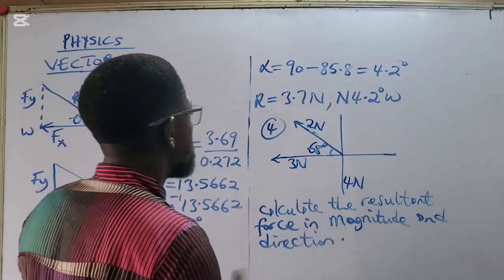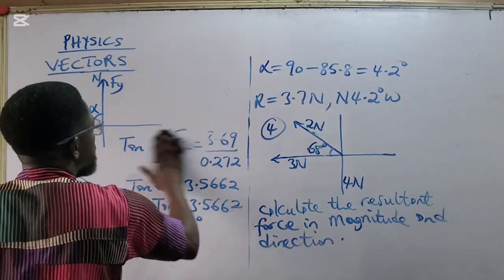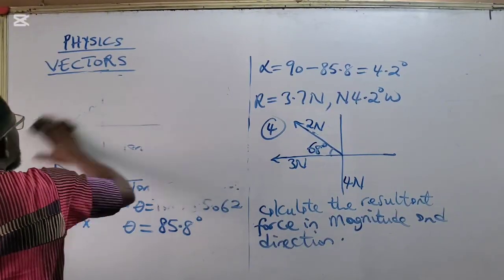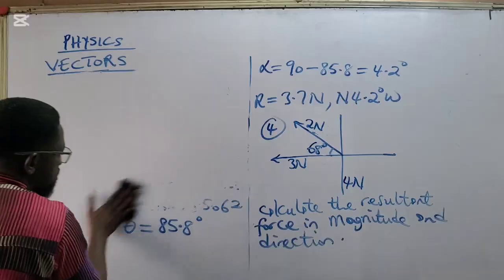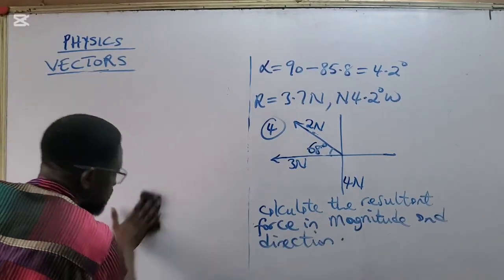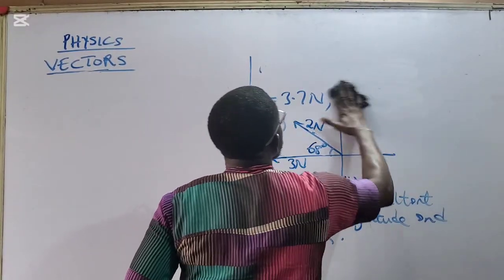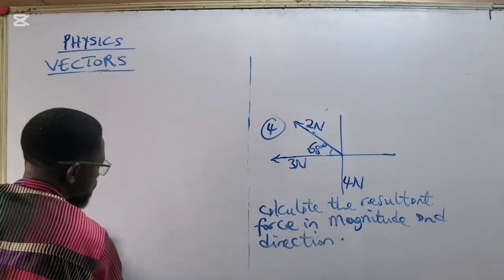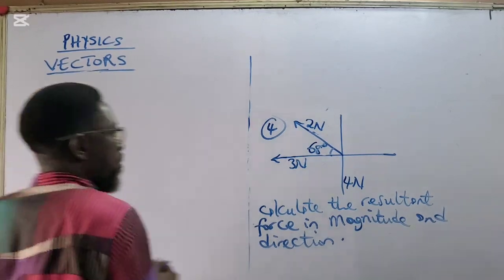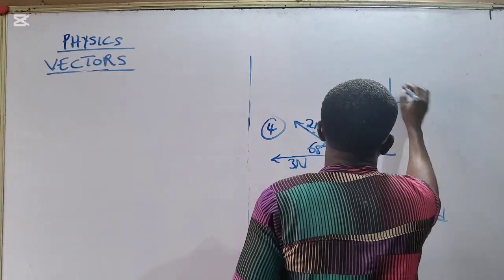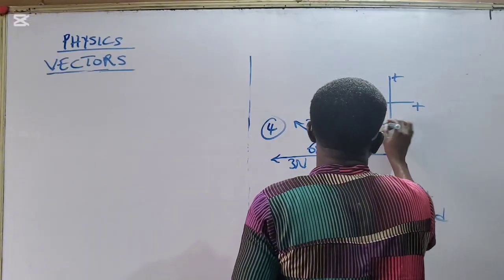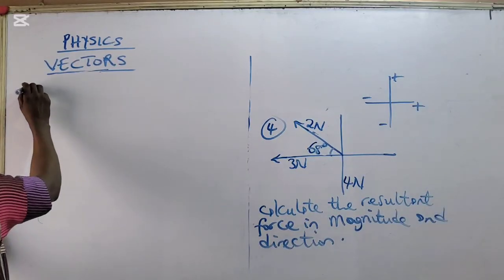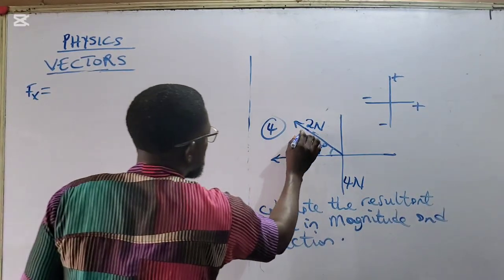If you have something like this, it's still the same thing with what we did before. We use the same approach. So here we have the positive, positive, negative, negative. Now let's resolve this one. Fx direction, Fx. I resolve this one to this direction here.